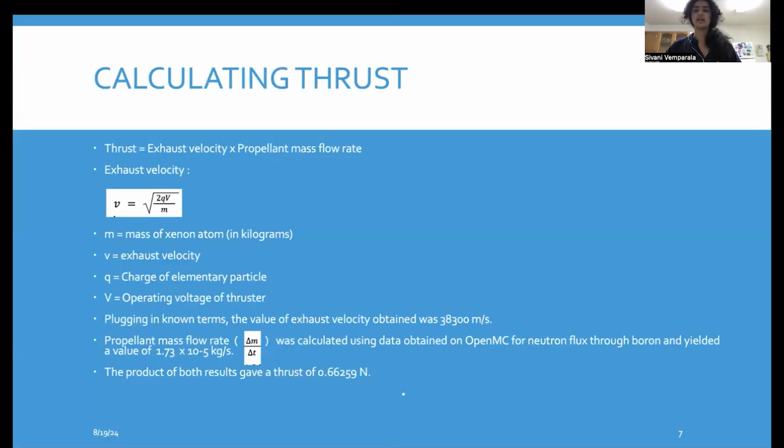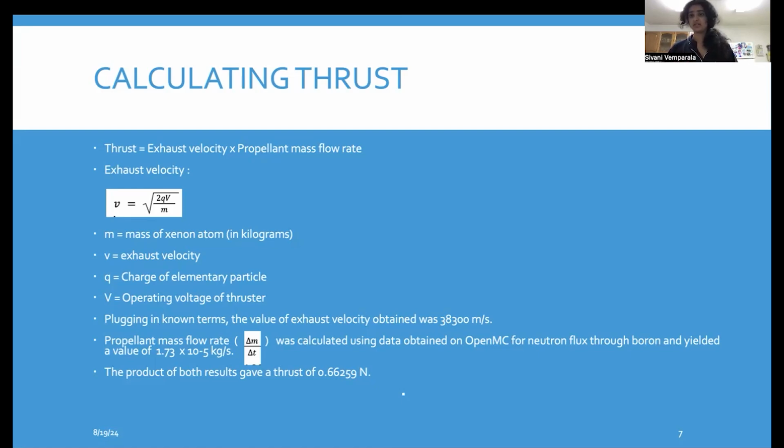Now, the thrust can be calculated by a simple formula: exhaust velocity times propellant mass flow rate. In my assumptions, I did discuss that the operating voltage I will be taking for my model is 1000 volts, although typical operating voltages are 1100 to 2000 volts. So using that, I calculated the exhaust velocity, and the propellant mass flow rate was calculated using the data that I obtained from OpenMC. And the product of these two quantities gave me a total of 0.66259 newtons.